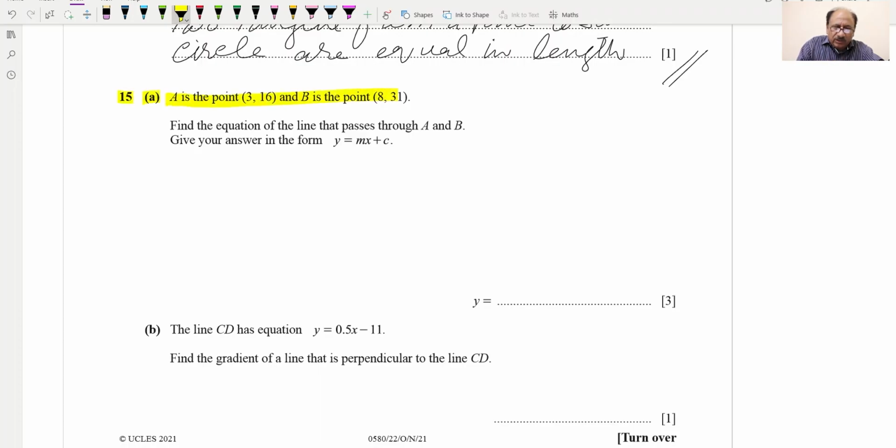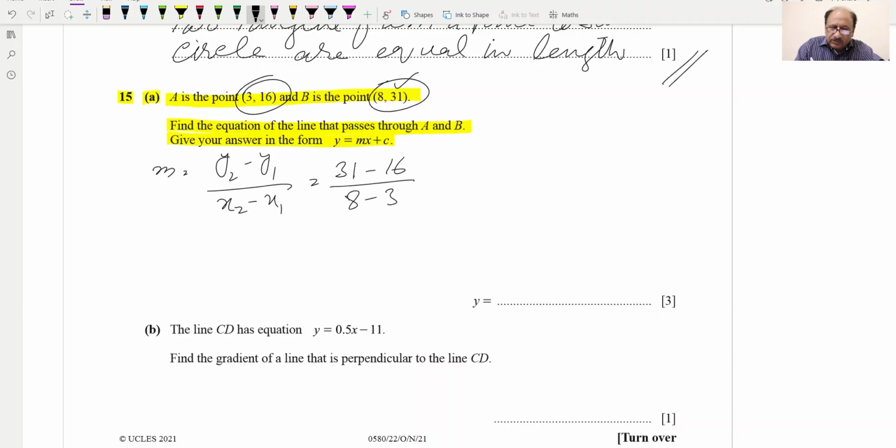Question 15, A part. A is this point and B is this point. Find the equation of the line that passes through A and B. Give your answer in the form y is equal to mx plus c. So first of all we can find the gradient between these two. So m will be equal to y2 minus y1 over x2 minus x1, the gradient formula. So we can take this as y2, so 31 minus 16 divided by 8 minus 3, and this will be equal to 15 divided by 5, so this will be equal to 3.